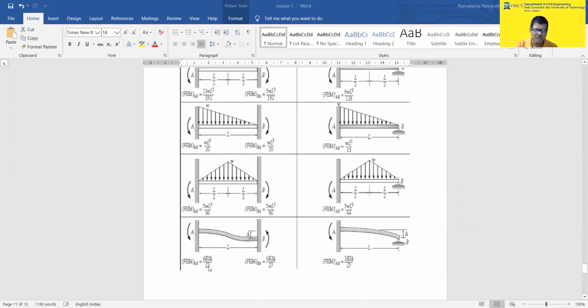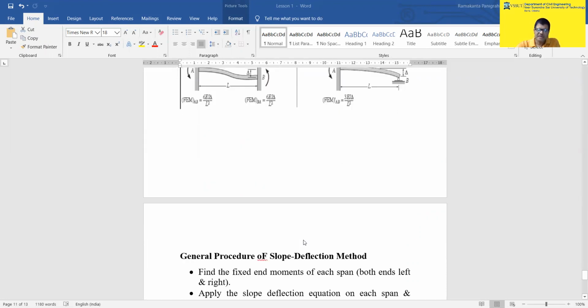And there is delta, the support settlement: 6EI delta by L square, 6EI delta by L square. These are anti-clockwise. If the settlement is going upward, then it is clockwise. For a hinge case, if one end is fixed and the other end hinged, the fixed end moment will be 3EI delta by L square. If both ends are fixed, it will be 6EI delta by L square. So from these criteria, you can find these moments.